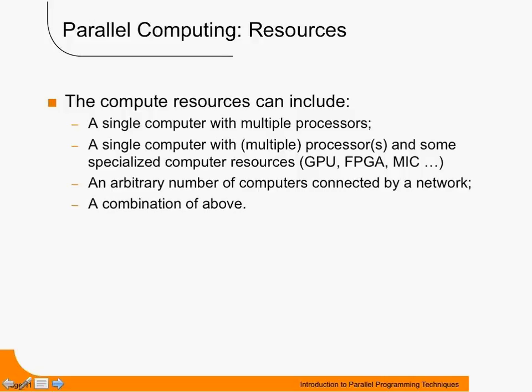And these individual units are connected to a network. It may be connected to Ethernet, it may be connected to some specialized interconnect, or a combination of the above. So you may find parallel computing resources with multiple processors, where each node is connected to Ethernet or a specialized interconnect.